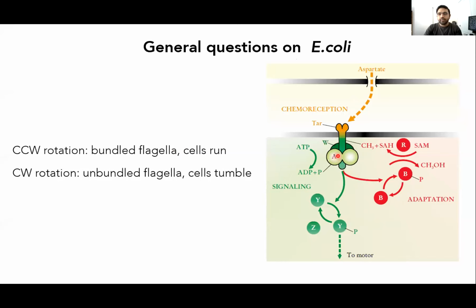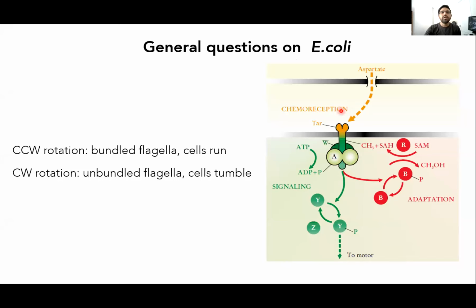Because a reduction of catalytic activity of A reduces the concentration of this phosphorylated BP, this R molecule, which actually inverts this methyl alcohol to methylene group, starts to methylate this TAR, which reduces the catalytic activity of A again. That's how cells, if you put the cells in a higher aspartate concentration, eventually they will get used to this higher aspartate concentration, and they will adjust the catalytic activity of A.